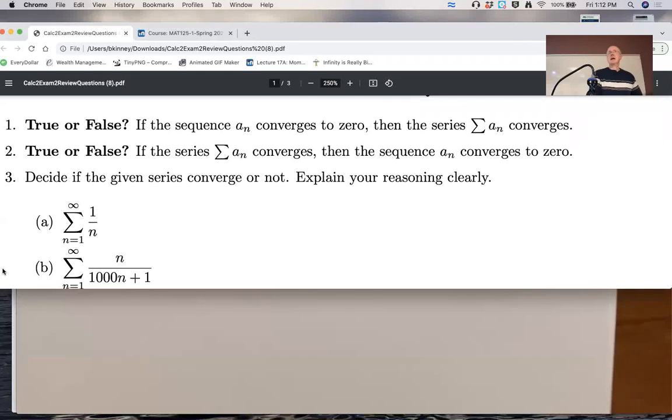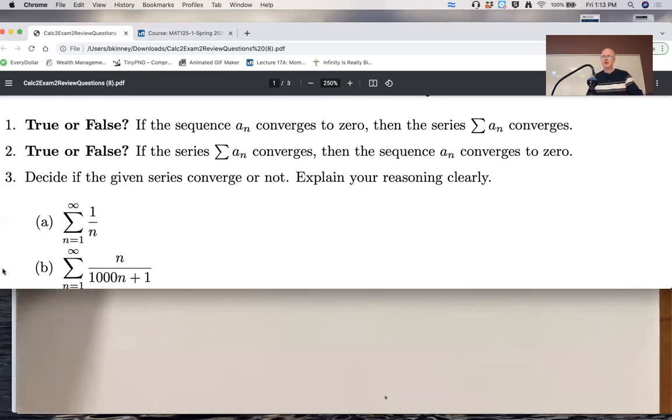Let's work through these together and also do some other problems as we review for exam 2. Actually, let's skip the true false for the moment. Let's go ahead and just jump to number 3. What is that first series that you see in number 3A? It's got a name.